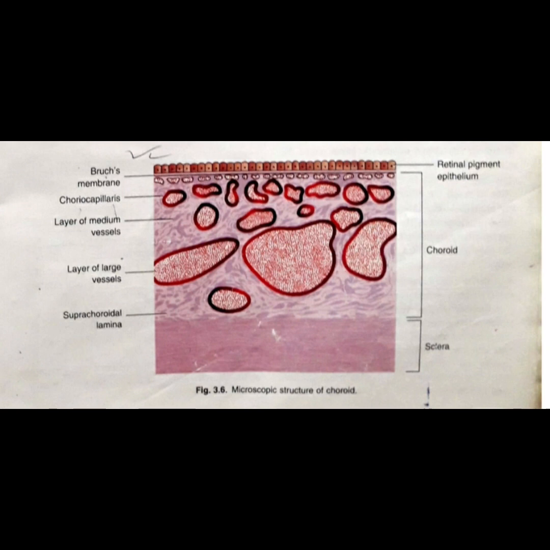Bruch's membrane becomes thickened with increasing age and produces hyaline excrescences known as drusen. So Bruch's membrane is actually very important. Why? Because Bruch's membrane is a connection between the choroid and retina. So the retina's main blood supply, nourishment, everything it gets through this Bruch's membrane. The choriocapillaris of the choroid will supply the retina through this Bruch's membrane.